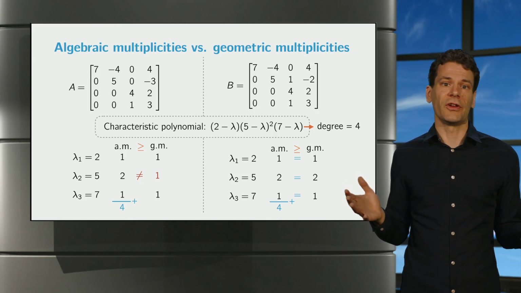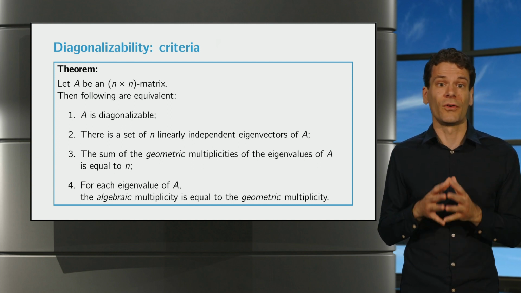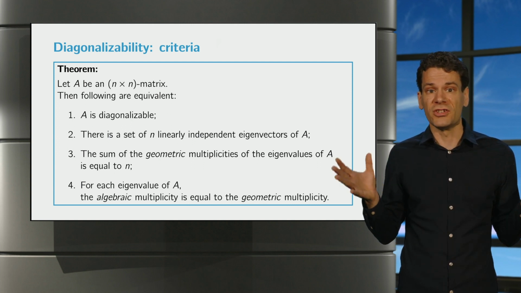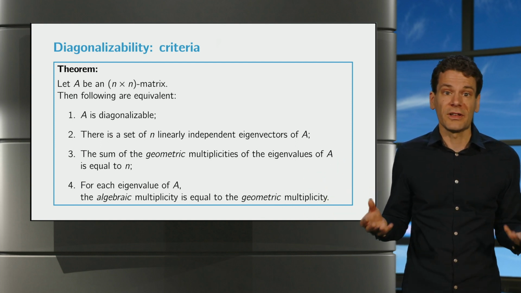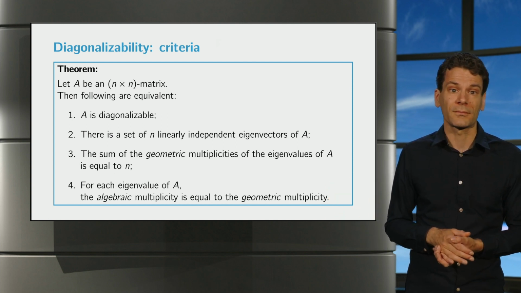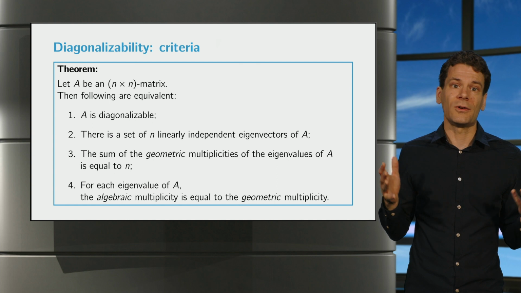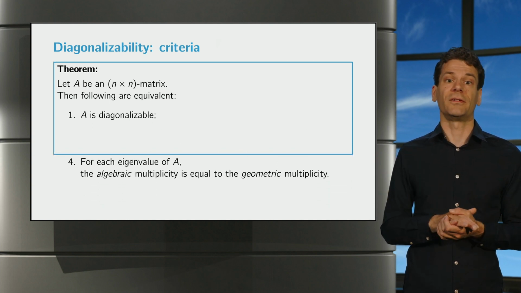Let's return to the theorem. Statements 2, 3 and 4 each give a criterion for diagonalizability, something you can check to see if a given matrix is diagonalizable or not. Which one is the easiest to use depends on the matrix and the available information. I'd like to end the video with a useful consequence of the theorem. Let's look at the fourth criterion.